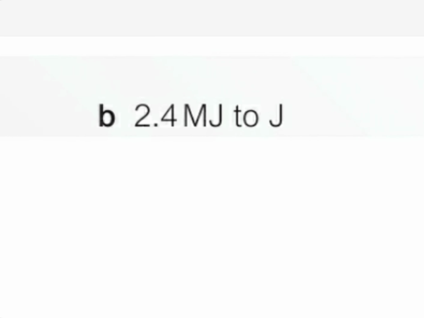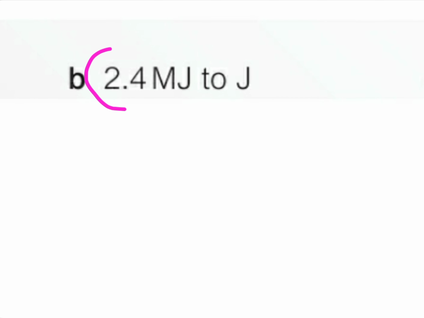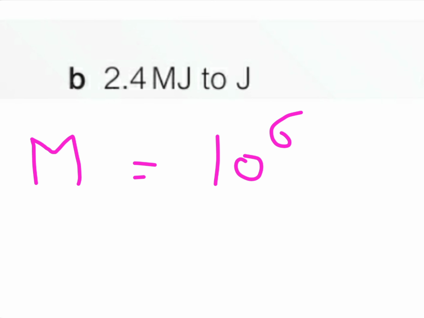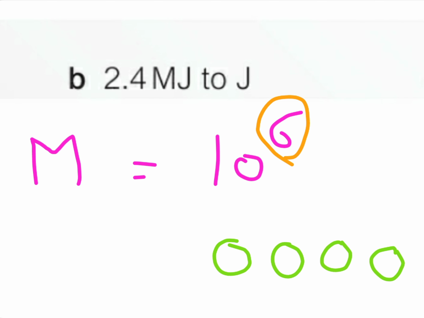Now let's go to question B. With question B, he wants you to convert 2.4 megajoules to joules. Now we know that mega means 10 power of 6. Very good. And 6 here means 6 zeros. So we write them like this: 1, 2, 3, 4, 5, 6. And here we have 2.4.